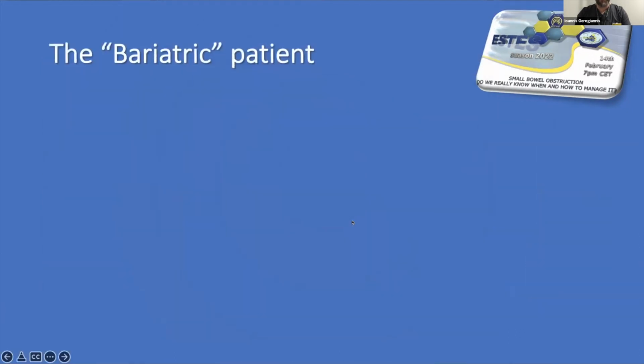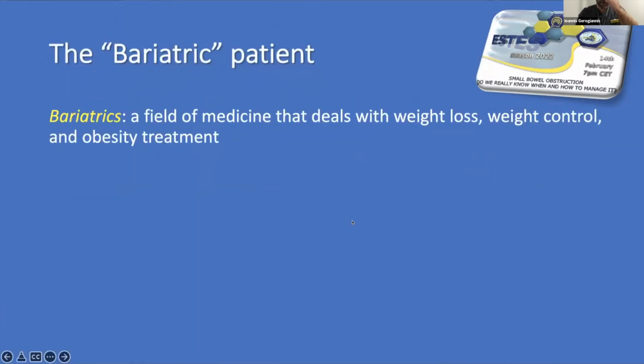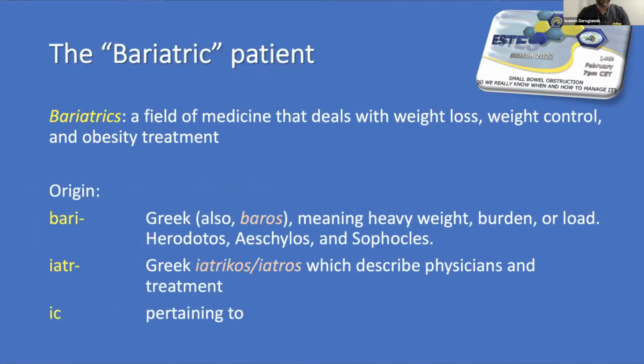And when we say bariatric patient, what do we mean? Bariatrics is a field of medicine that deals with weight loss, weight control, and obesity treatment. The origin, I'm sure most of you know, comes from the Greek word varos, which means weight, heavy weight, or load. Herodotus, Aeschylus, and Sophocles introduced this word. And iatre, from the Greek iatrikos, iatros, means physician and treatment, and the ik is pertaining to. In modern medicine, we say bariatrics.